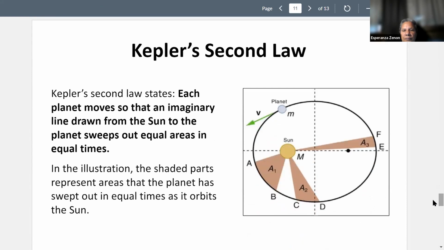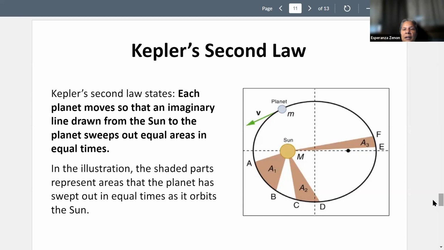His second law looked at the area that the planets covered as they moved around the sun. Okay, and so what he was saying is that if you look at the area that is covered as the planet moves over equal time periods, the areas are going to be equivalent. So in the picture, area 1 will be equal to area 2 will be equal to area 3.